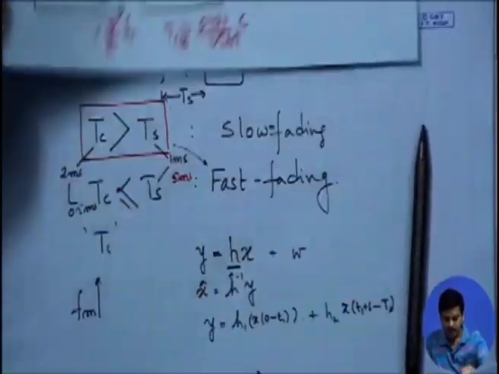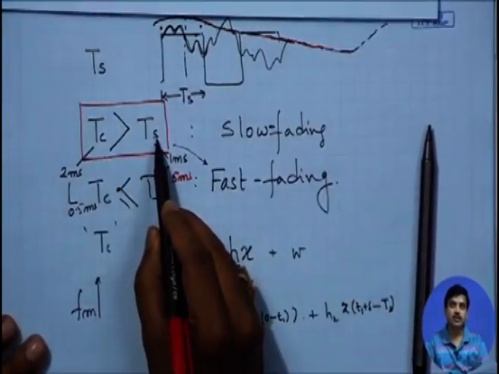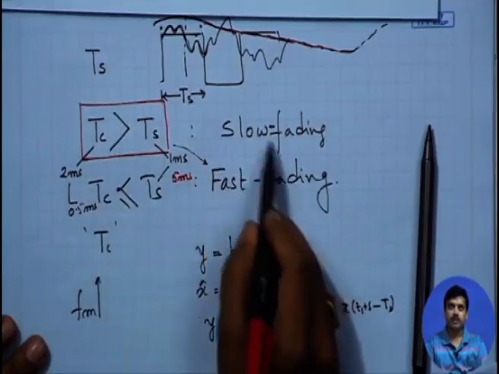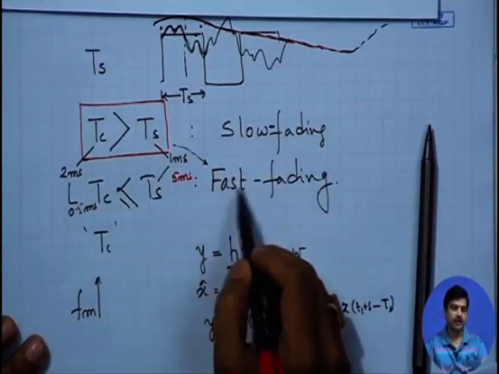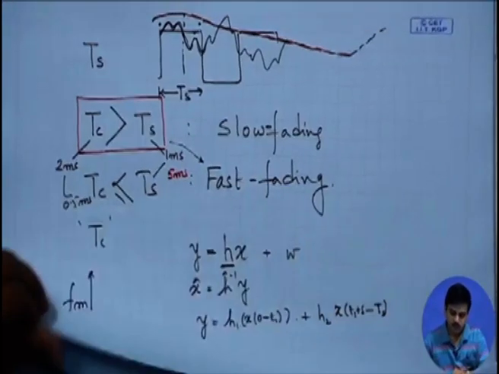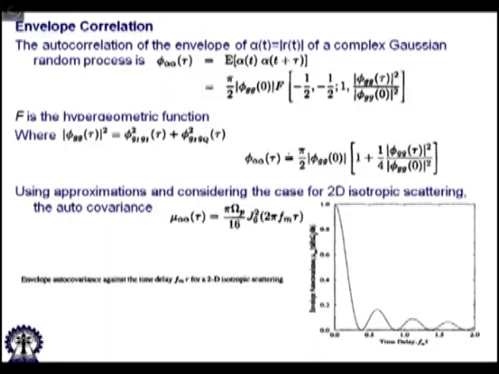On the other hand, if I change my symbol duration, again although coherence time would remain the same, we would experience different kinds of fading condition. Okay. So, with this we move on to see what happens to other properties of the signal.